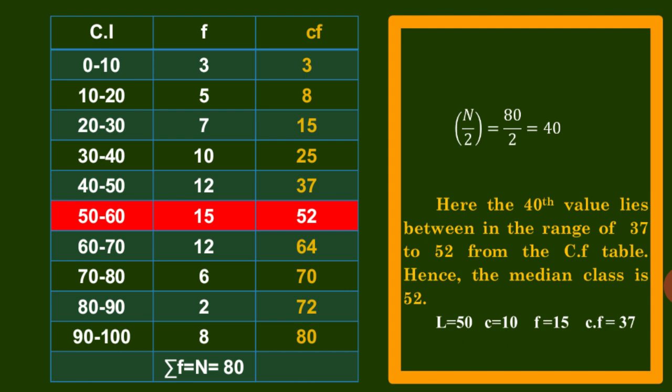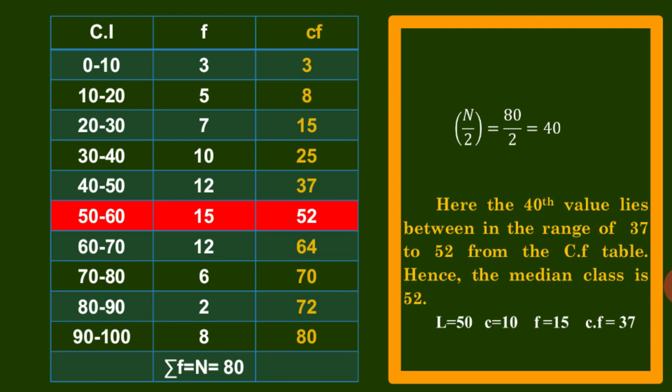Likewise, adding the frequency values one by one to the cumulative frequency: 8 plus 7, 15. 15 plus 10, 25. 25 plus 12, 37. 37 plus 15, 52. 52 plus 12, 64. 64 plus 6, 70. 70 plus 2, 72. 72 plus 8, 80.